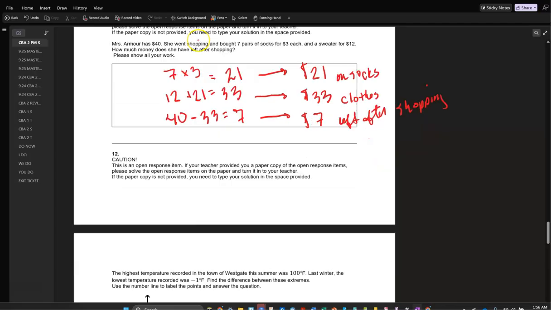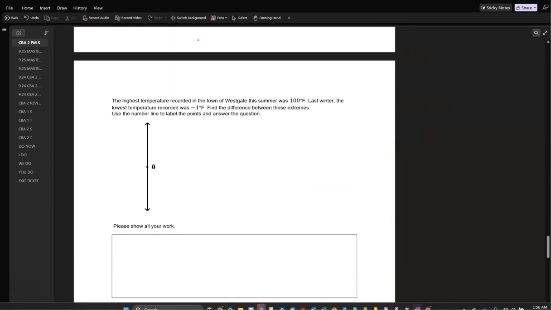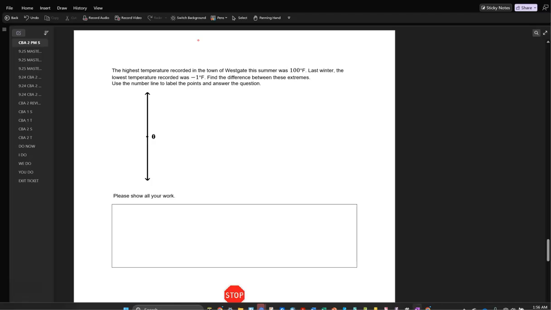And let's get to this last one here. Okay. The highest temperature in the town of Westgate this summer is 100 degrees Fahrenheit. Last winter, the lowest temperature recorded was negative 1 degree Fahrenheit. Find the difference. So I'm going to be subtracting. We are going to be subtracting. Use the number line to label the points and answer the question.